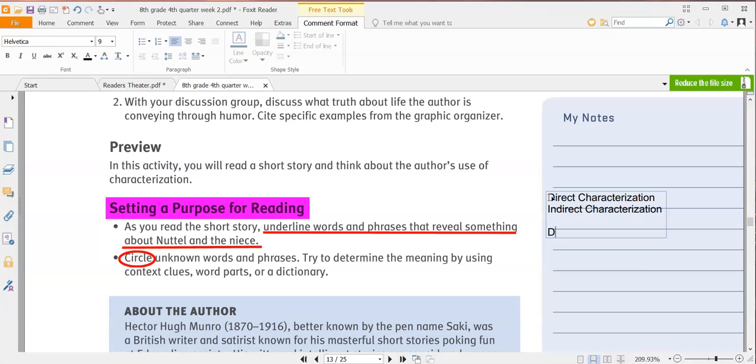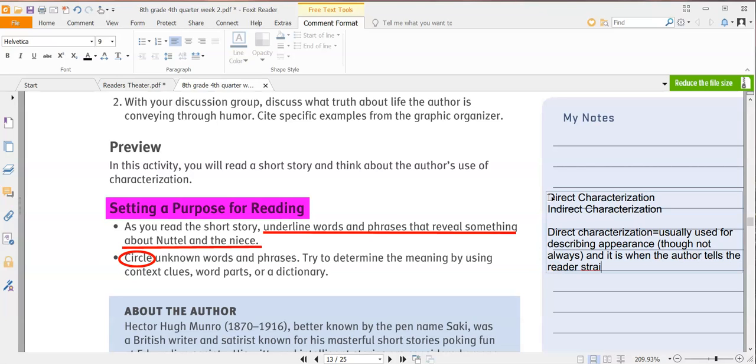Okay? So direct characterization, I'm going to write my notes down here, is usually used for describing appearance, though not always. And it is when the author tells the reader straight out what the character looks like or what traits they have. So for instance, if they said, so-and-so is a nice boy, then that would be a direct characterization because the author is just telling you straight up that their character is nice.